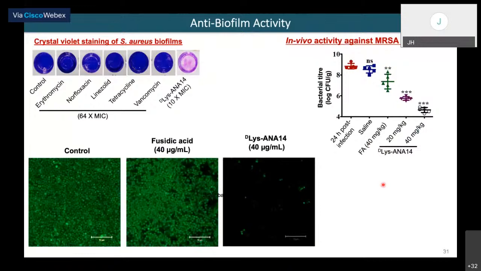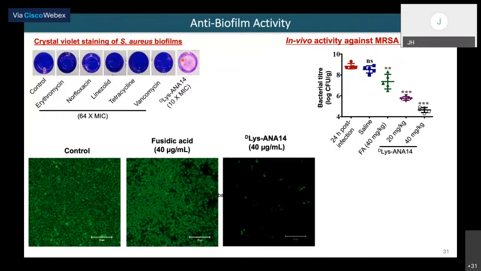Can it kill when the bacteria are hiding within the biofilm? Yes, we have created this biofilm, and we can see the different types of known antibiotics we have put in, at a very high concentration, 64 times their MIC, the concentration generally required to kill. And we can see they are not able to kill it. But when we use our compound, even at 10 times MIC, it kills completely.